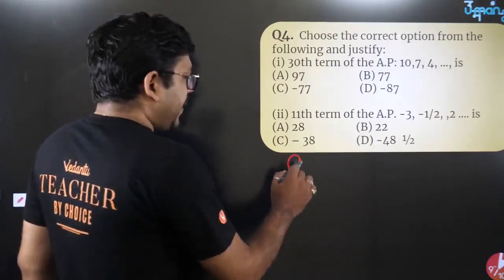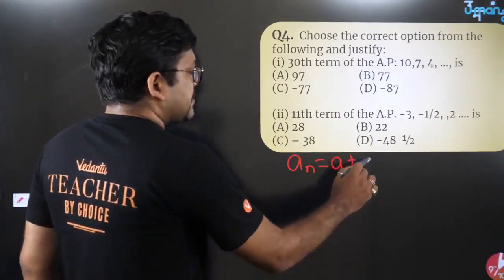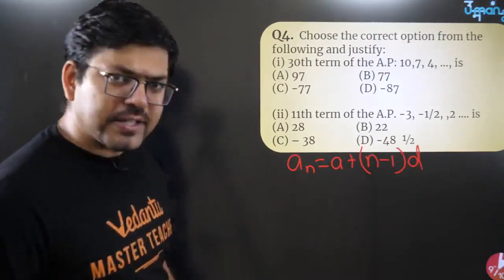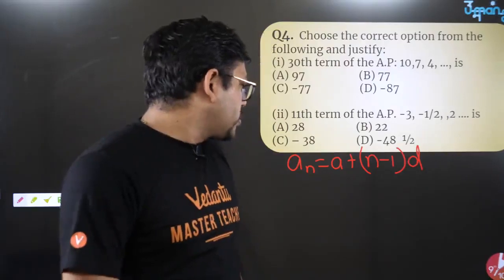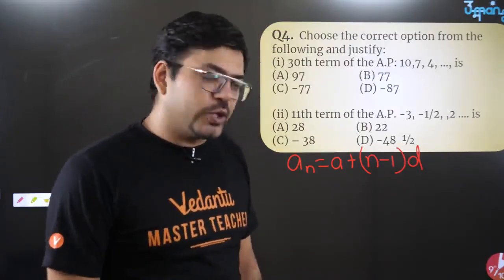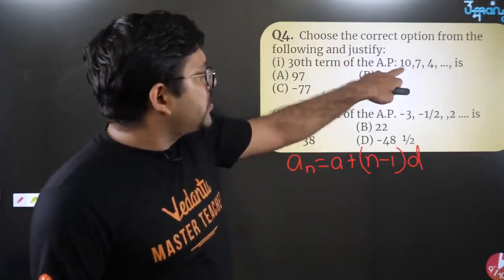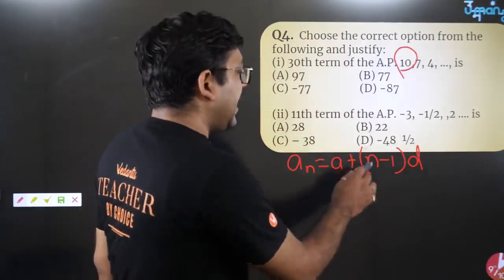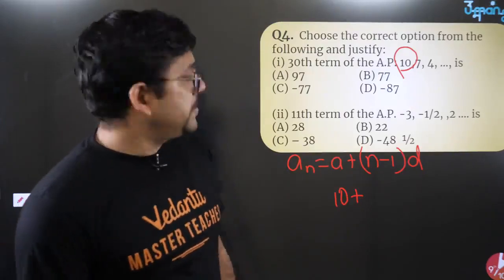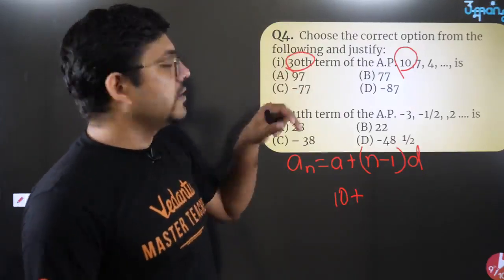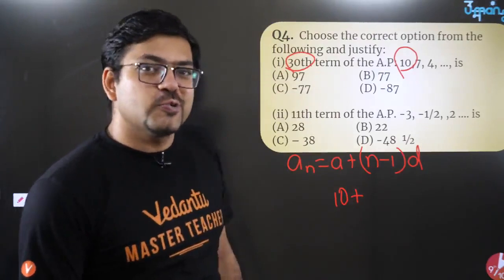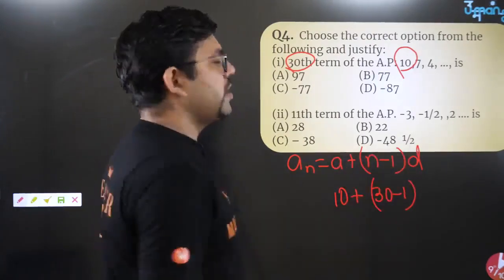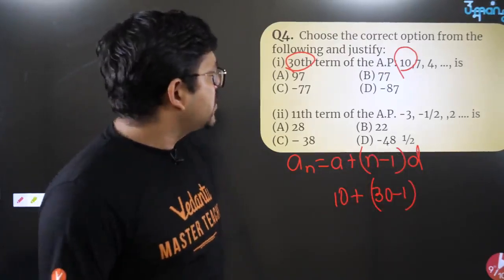The formula is an equals a plus n minus 1 into d. Here the first term is 10, plus n minus 1. What is n? n is the number of terms, and the question itself says 30th term, which means n equals 30. So we'll write 30 minus 1 into d. Common difference d. What's the common difference d?